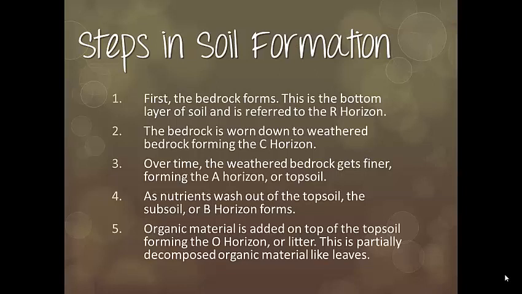As nutrients wash out of the topsoil, then the subsoil forms. So underneath the topsoil is the B horizon, also known as the subsoil. If you look at the subsoil layer, it's usually going to be a lot less nice looking. So if you think of that topsoil layer as being rich, dark, black dirt, usually that subsoil layer is going to be not as dark in color, usually more of a light brown color, because a lot of those nutrients are gone because the plants have used it up.